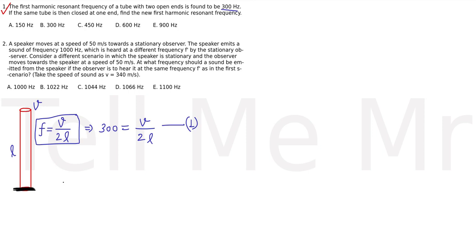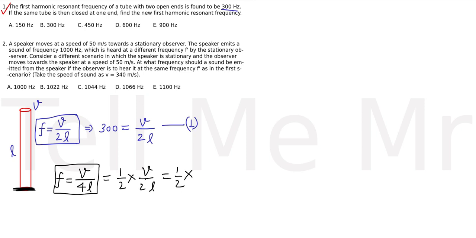Then the formula for the first resonant frequency of this tube closed at one end will become v upon 4l. So these are the standard results or formulas you should remember. For a tube closed at one end, the fundamental or first harmonic resonant frequency is v upon 4l. We have to find this v upon 4l value because we have to find the new first harmonic resonant frequency. So how can we calculate v upon 4l? v upon 4l can be written as half into v upon 2l.